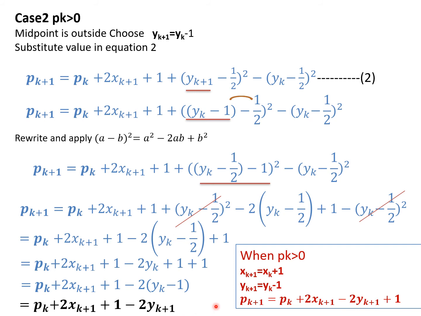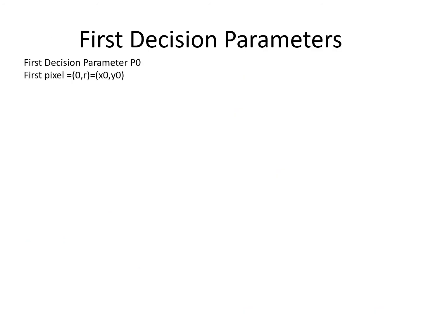So we'll replace the notational representation of this term from yk minus 1 to the next value of y. So we get this representation, and in summary we can say whenever the decision parameter is greater than 0, we have to increment the value of x by 1, use the next y value as yk minus 1, and the next decision parameter as this. This will also be used in the algorithm. Now remains the first decision parameter, which is P0. We know the first pixel will always be 0, r, and this will be the first pixel position in the circle drawing algorithm. But we have to find out the very first decision parameter. Based on this value, we'll find out the subsequent points on the circle. So P0 will be the first decision parameter.